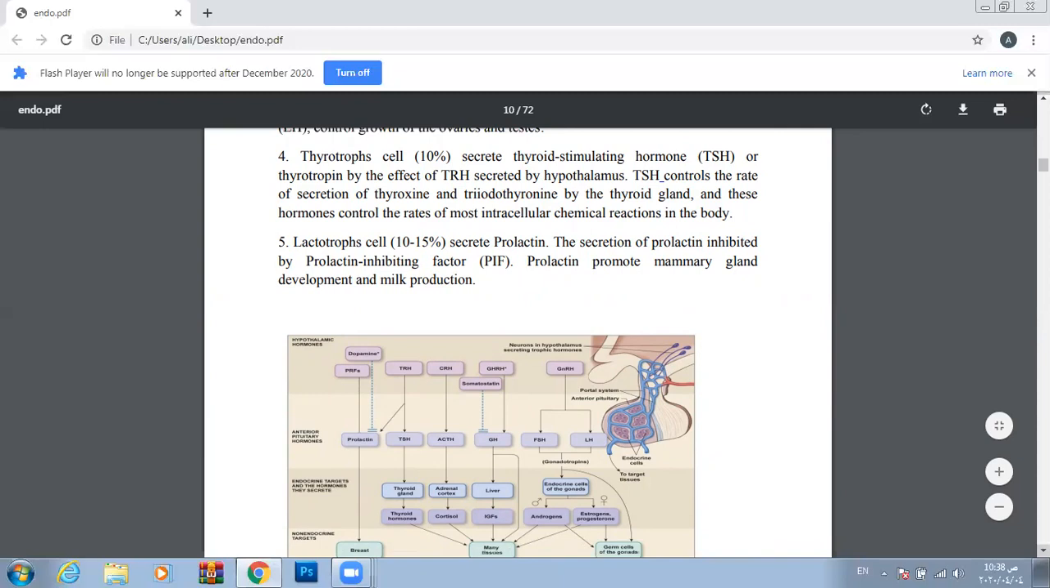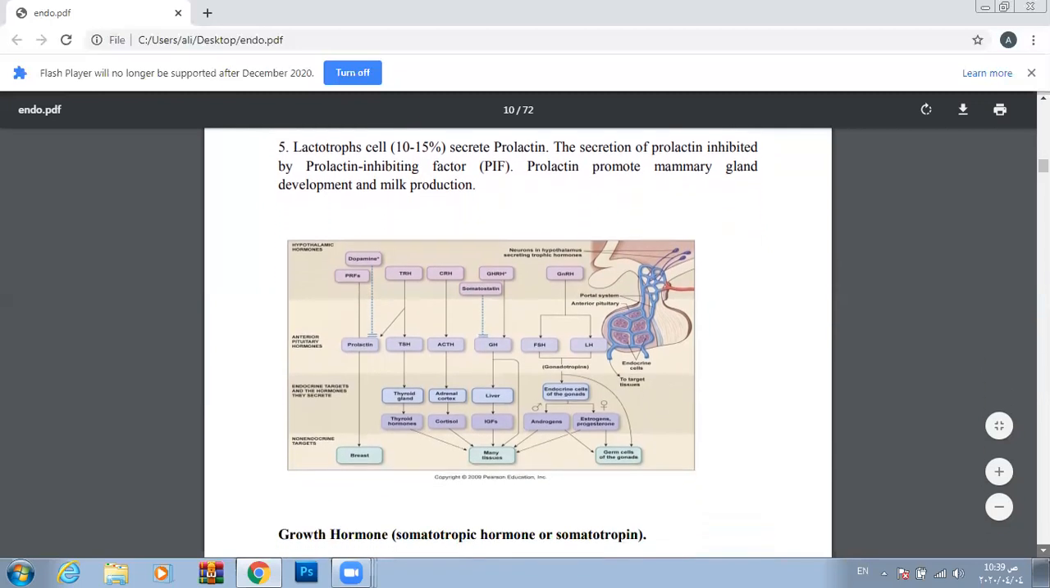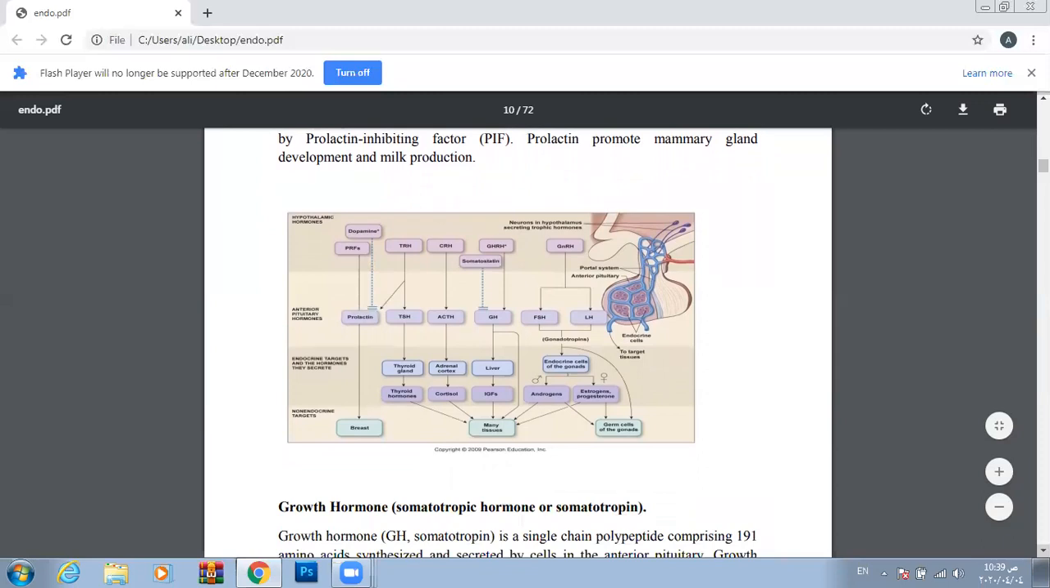The fifth and last cell is the lactotroph cell, 10 to 15%, which secretes prolactin. The secretion of prolactin is inhibited by prolactin inhibiting factor. Prolactin promotes mammary development and also milk production. So these are the important cells that are present in the pituitary gland which secrete these hormones.